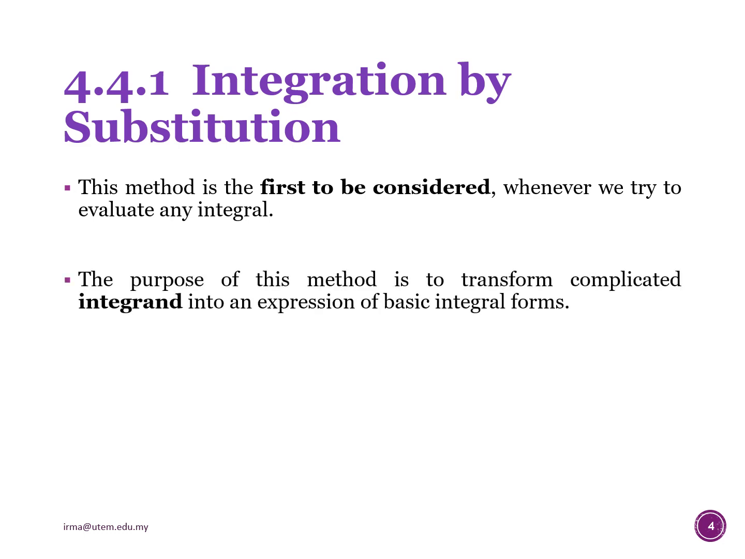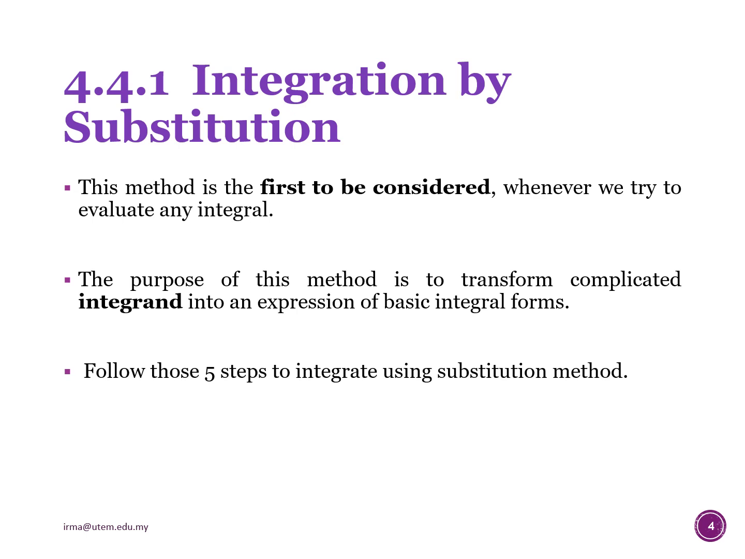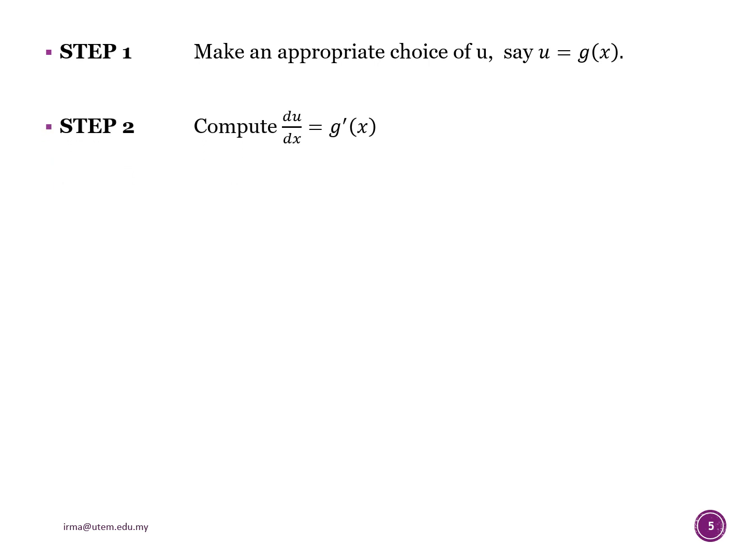The purpose of this method is to transform a complicated integrand into a simpler expression of basic integral forms. For this method, we have 5 steps. The first step is to make an appropriate choice of u. Since this is integration by substitution, we need to choose u as one function, for example g(x). This is the basic step.